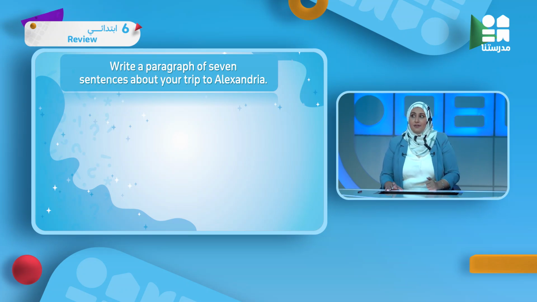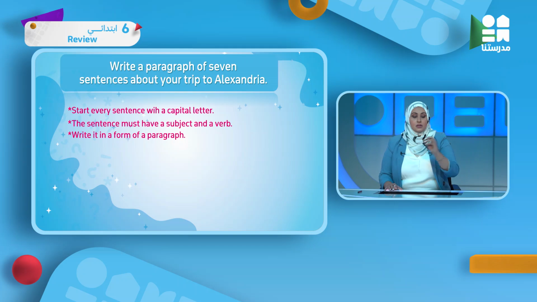It says write a paragraph of 7 sentences about your trip to Alexandria. نكتب paragraph من 7 جمل عن التريب to Alexandria. إيه الحاجات اللي لازم أخد بالي منها لو هكتب؟ So here we have start every sentence with a capital letter. دايما كل جملة جديدة هبتديها. اتكلمنا النهارده عن punctuation. It has to start with a capital letter.